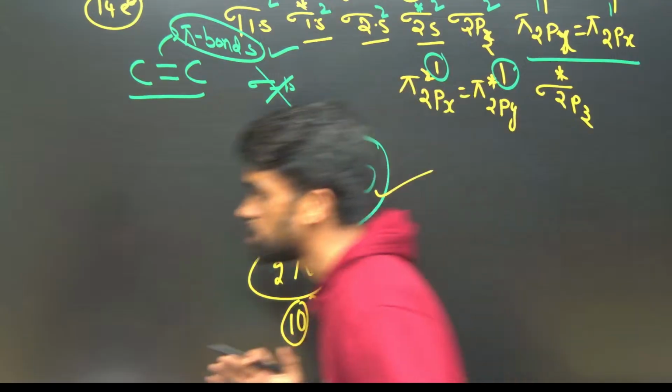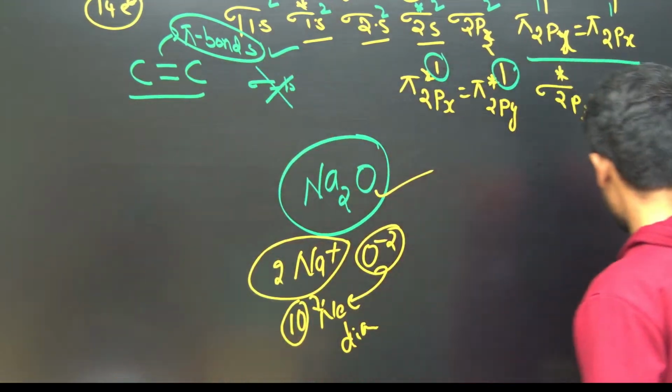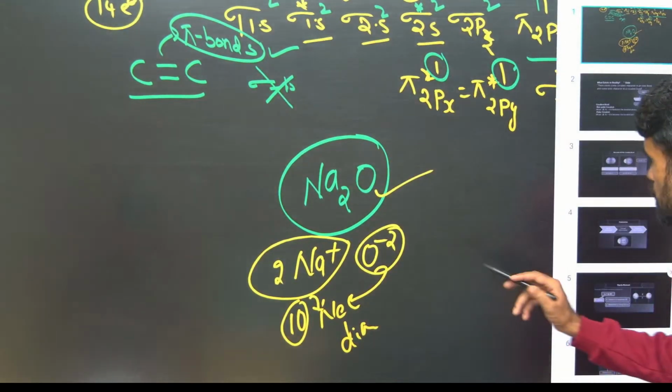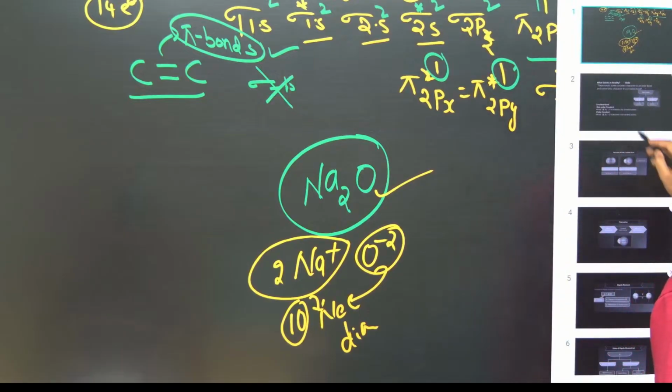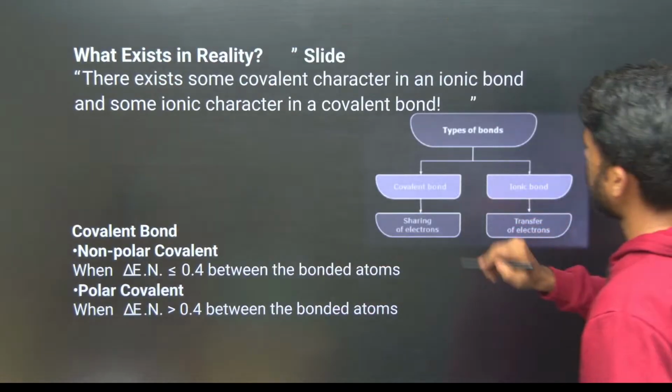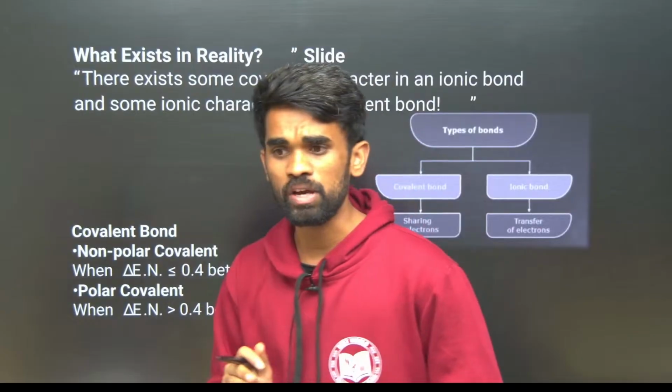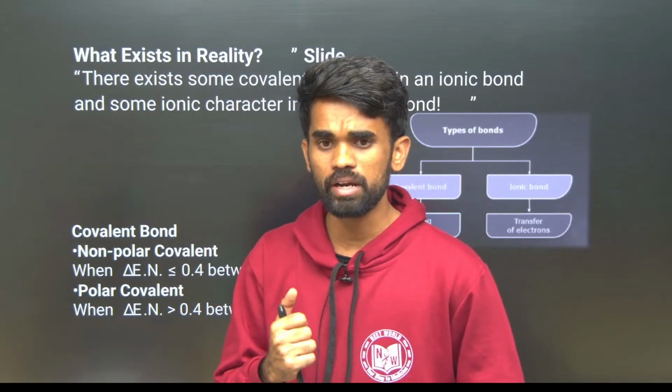Okay, right. Let us move forward. Today we will be coming back to this later again. So now we will discuss types of bonds. How many types of bonds do we have? Two types. One is covalent bond and the other is ionic bond.